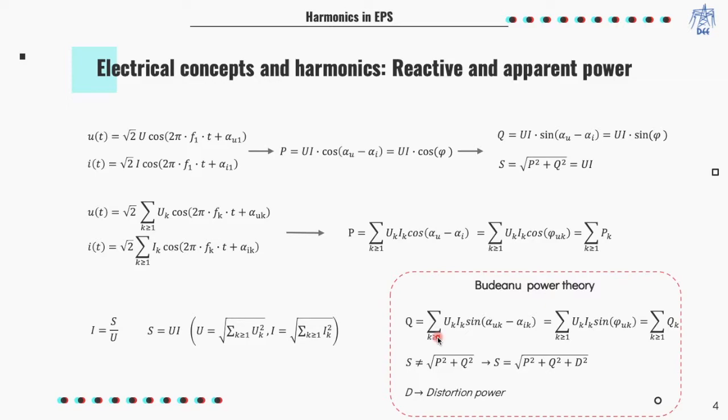In this way, the apparent power in harmonic conditions keeps the same definition as in the sinusoidal case, which is the product of the root mean square value of the voltage and current. In harmonic conditions, these root mean square values have these expressions as seen in the last video.